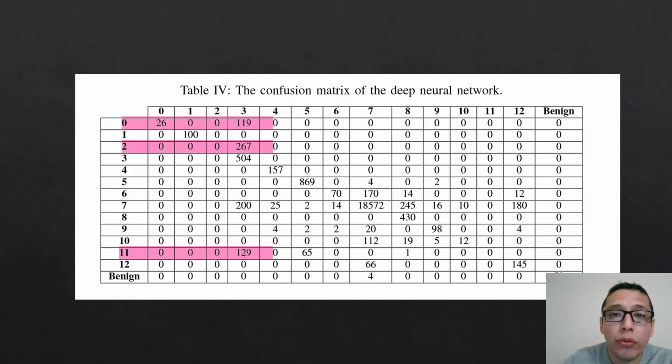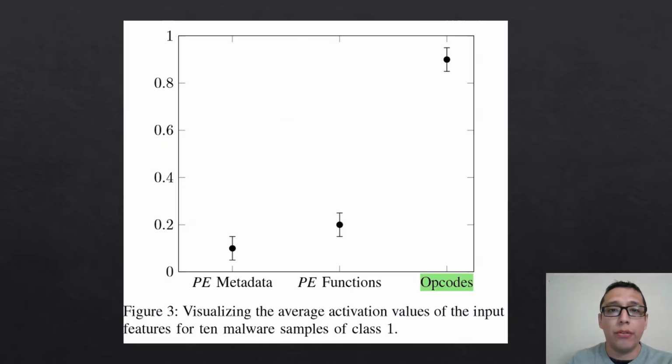Table 4 shows the confusion matrix. We can see that classes 0, 2, and 11 are confused with class 3 because they share common malware signatures. Figure 3 represents the average activation value of the input features for 10 malware samples of class 1. The most active neurons are assembly opcode features, which indicates they are the most significant contribution to malware classification.